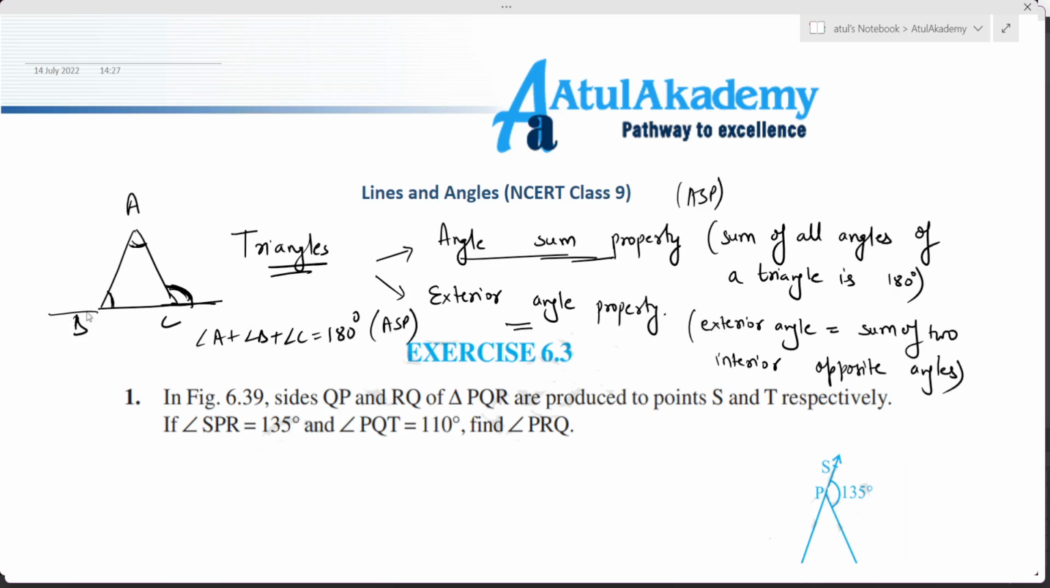Then the exterior angle property: this exterior angle is equal to the sum of these two interior angles. If I produce this side, again I have an exterior angle. There are three interior angles, so we will have three exterior angles also. This will be equal to the sum of these two interior angles. I hope, students, that these two properties that we are going to use in the exercise are very clear to you. Let us move to the questions.